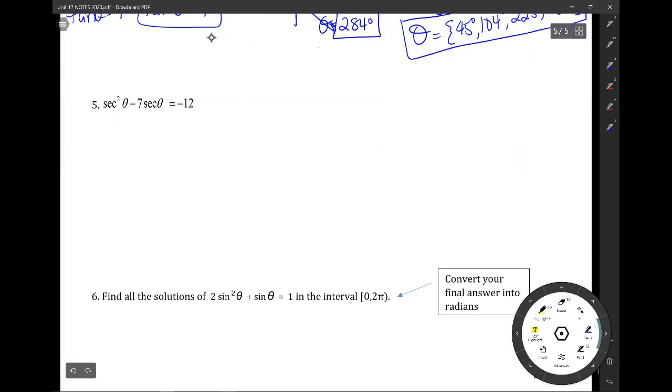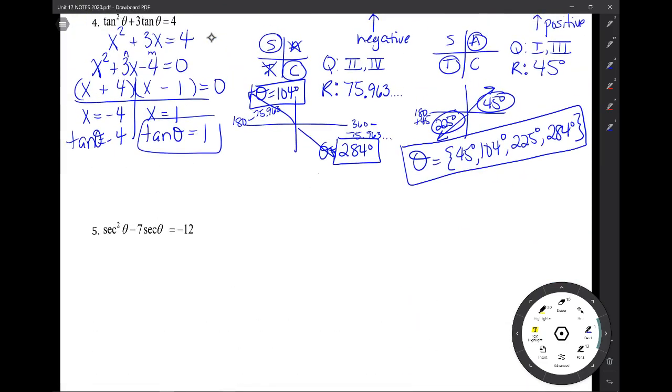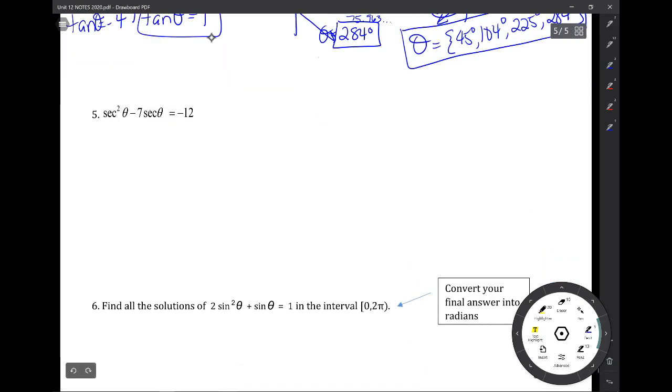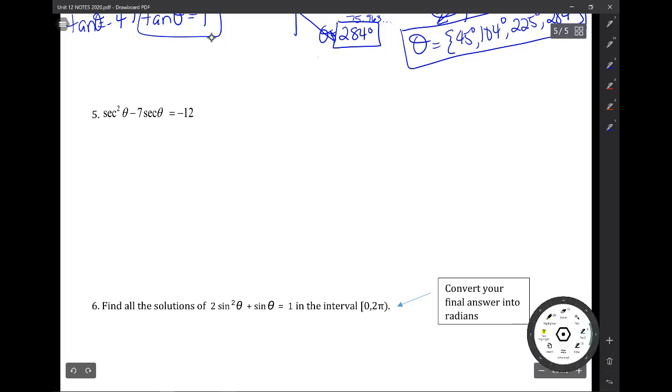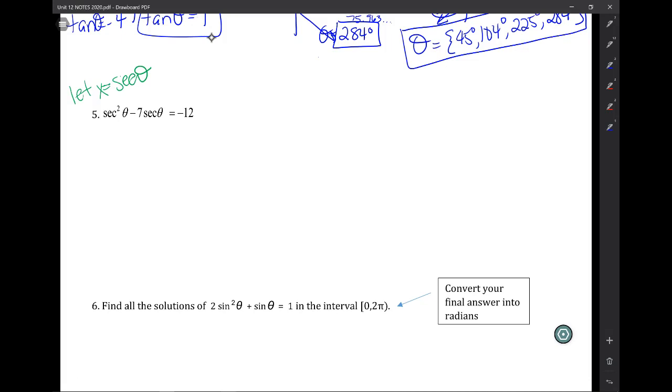All right, 2 more examples left. But this one says secant. So this time when I do my let statement, let me use another color now that I'm doing back-to-back questions. I'll use green on this one. All right, so let x represent secant theta. So if x is going to be secant theta, I have x squared minus 7x equals negative 12.